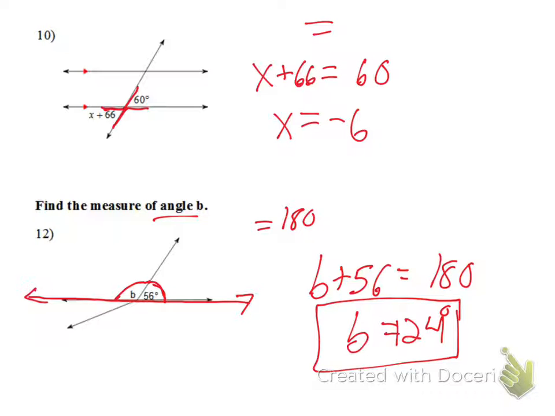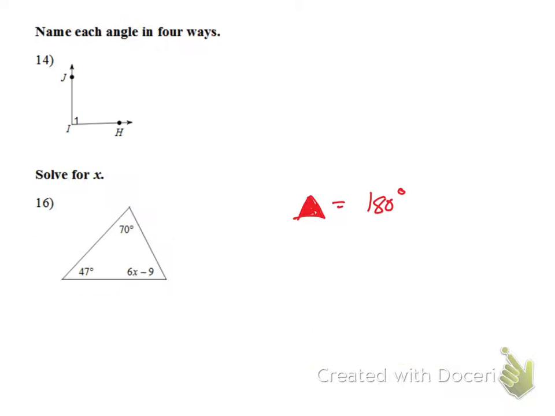124. Sorry, it's early in the morning. 180 minus 156. All right, name this angle in 4 ways.